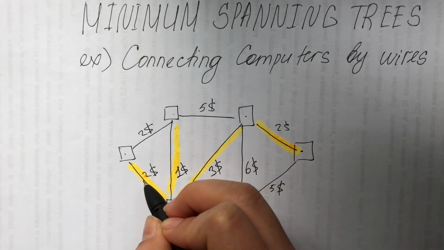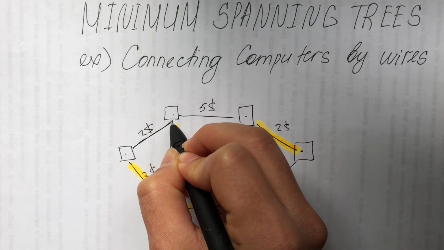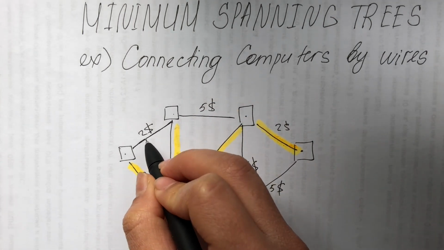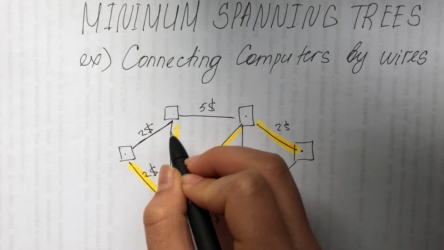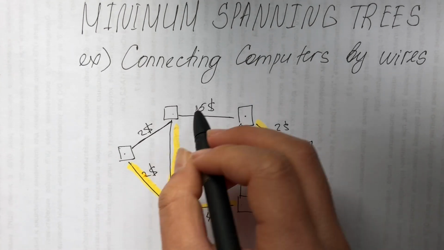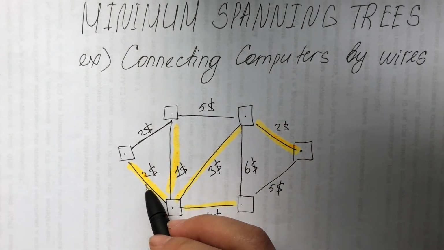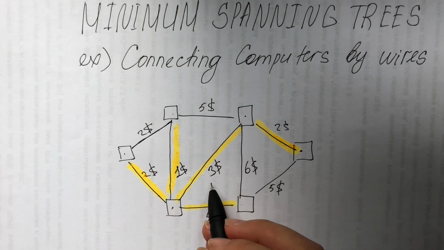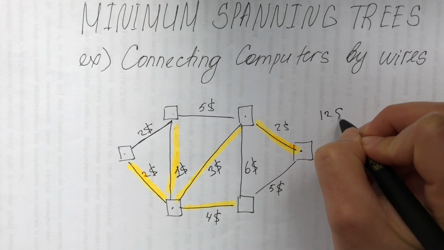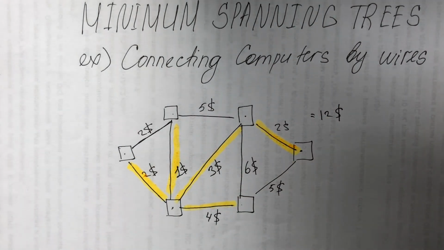So for example, instead of this one we can put this wire, and it will also be right because the cost of this one is 2 and this one is also 2, so there will be no difference if we choose this one. And the total cost will be 2, 3, 3, and so on, $12 will be the total cost for such a problem.